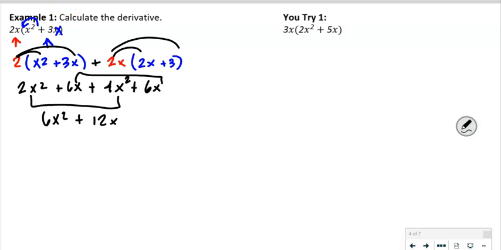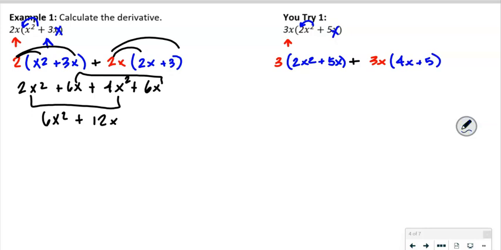Come back to me when you're done. So once again, I'm going to take the derivative of the first function, which would be 3, and multiply that times our other function, just as it is. We're not doing anything with it yet, okay? Then we're going to add to that. Now we're going to do our 3x times the derivative of the second function. Remember, we multiply the exponent times the coefficient, so that's 4x, and the exponent drops by 1, and this is just going to be plus 5.